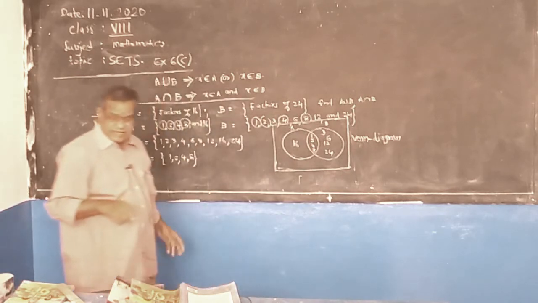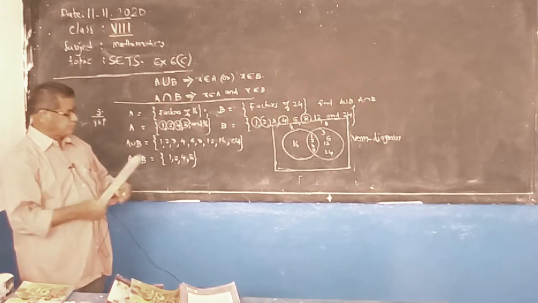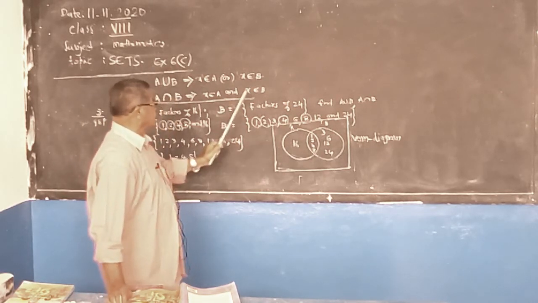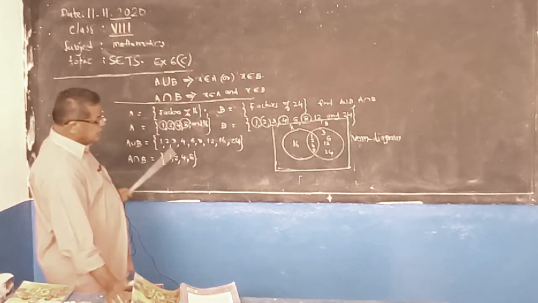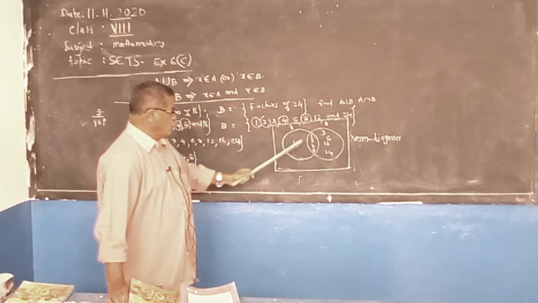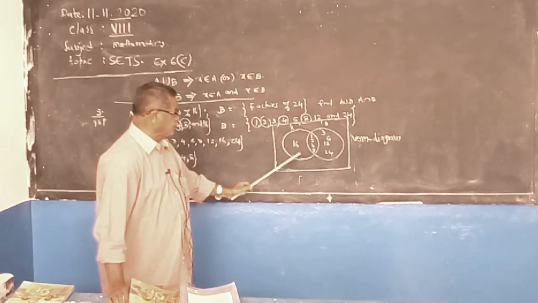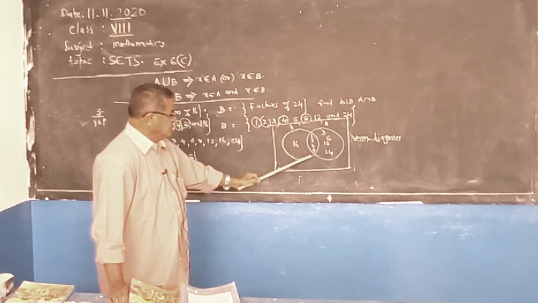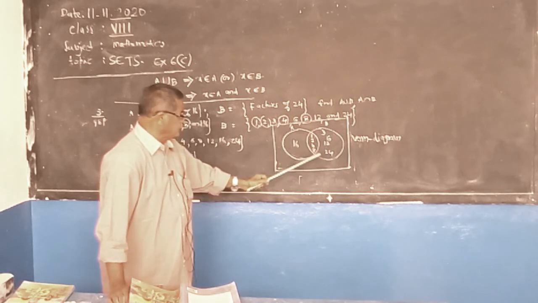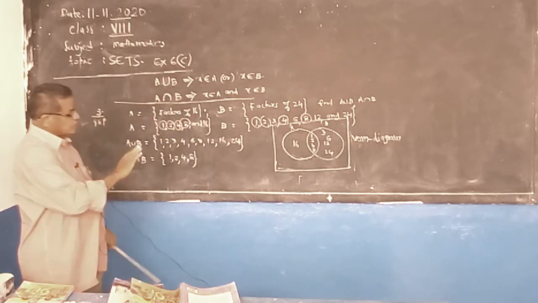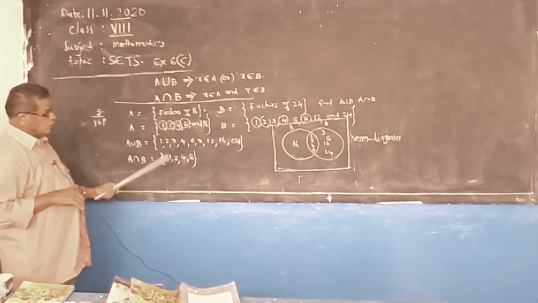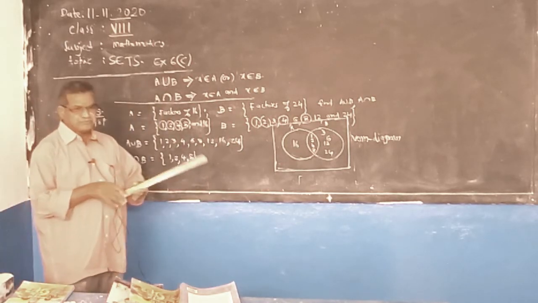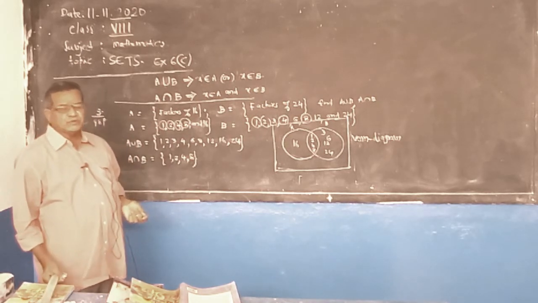By using this Venn diagram, we can write easily. In intersection, only common elements. In union, combine all the elements: 1, 2, 3, 4, 6, 8, 12, 16, 24. Combine all the elements in union and only common elements in intersection. So this is the method of finding union and intersection.